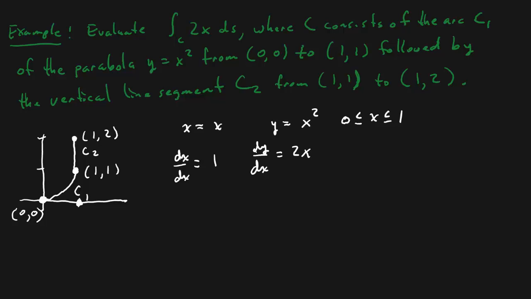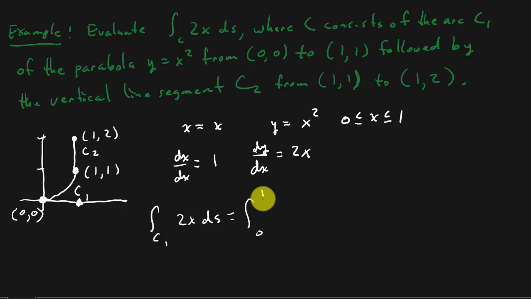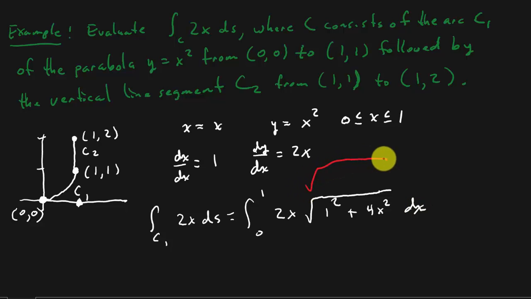And so now we can write, remember, this is for curve C1. So we've got the integral over the curve C1 of 2x ds is equal to the integral from 0 to 1 of 2x, x is just equal to x, and then times the square root of dx squared, so that's 1 squared, plus dy dx squared, so 2x squared is 4x squared dx. So basically what we did here is dx squared plus dy dx squared. Okay, we're in terms of x, we didn't put it in terms of t.